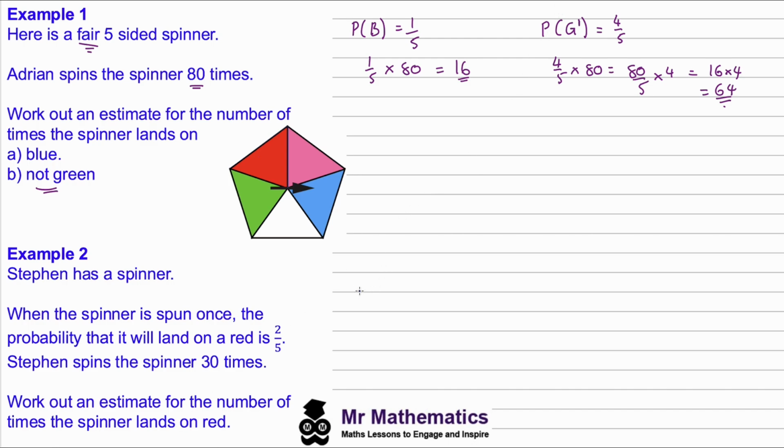Okay, so welcome back. So we want the probability of red. This is our proportion. And we're told that the probability it will land on a red is 2/5. So 2/5 of the number of trials, which is 30. Well, 1/5 of 30 is 6, and 6 times 2 would expect 12 reds out of the 30 trials. Okay, let's try another question.